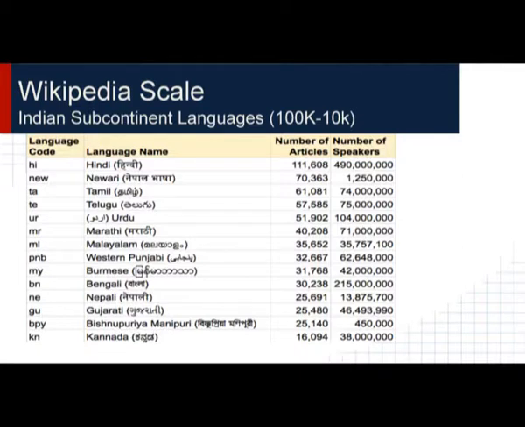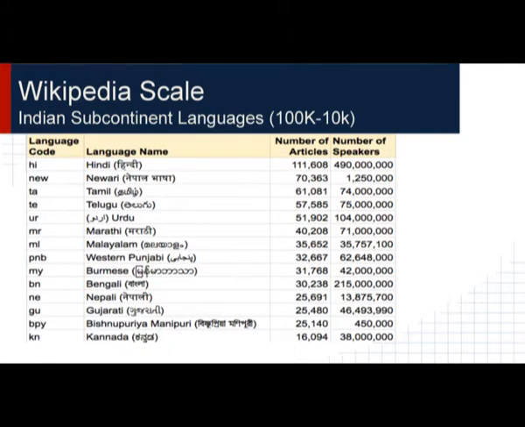Urdu, that combines Pakistan, Kashmir, parts of India, and Bangladesh coming in for contributions, 104 million speakers, 51,000 articles. Marathi, 71 million speakers, 40,000 articles. If you look at the numbers, Bengali, 215 million speakers, 30,000 articles. Does that represent what you think it should represent? This is pathetic. Look at it, right?